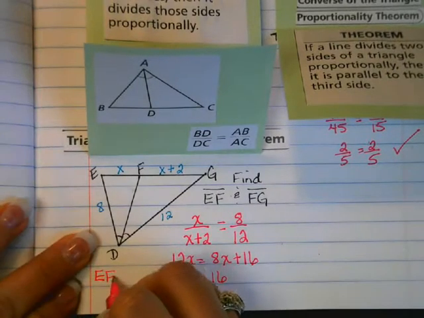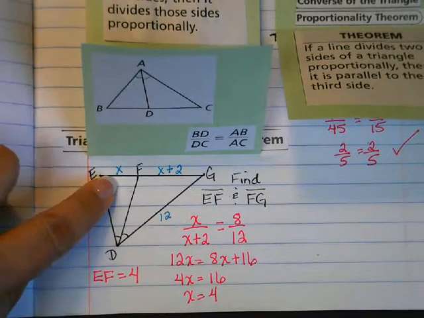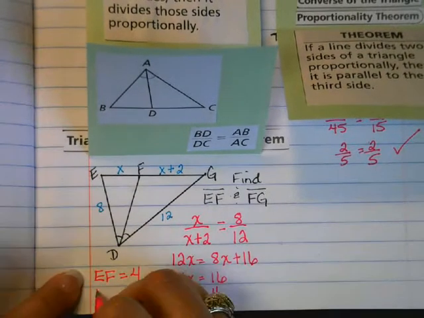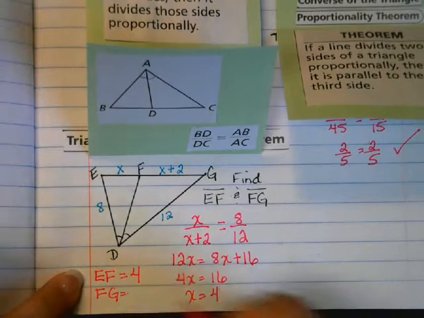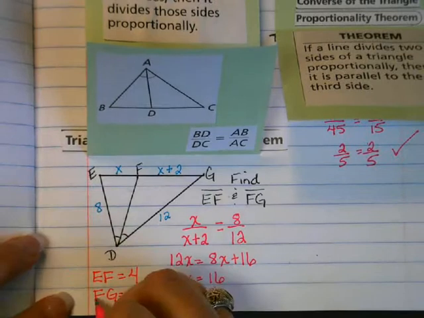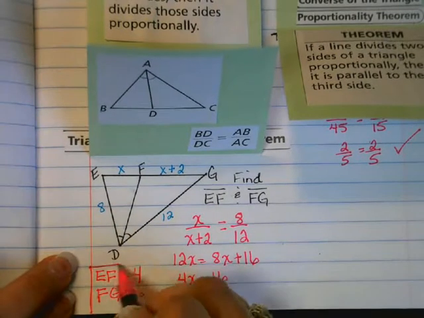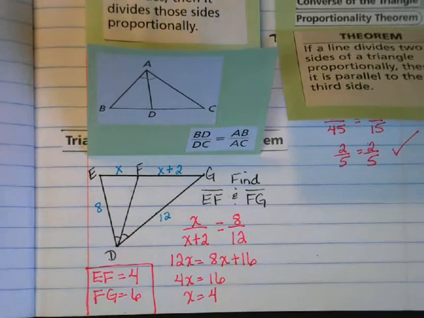Here we need to go up and say EF, remembering once again that since we're giving a length, we don't put the bar above it. EF is 4 because it was just x, and FG is actually 6 because it's 4 plus 2. So those are our answers for this one.